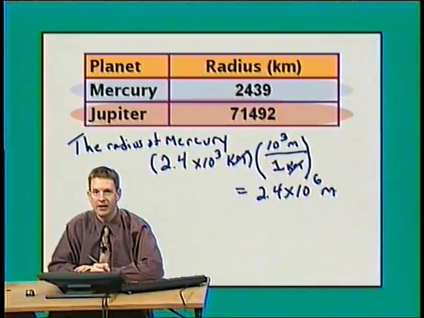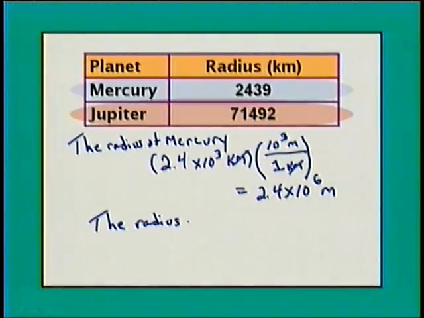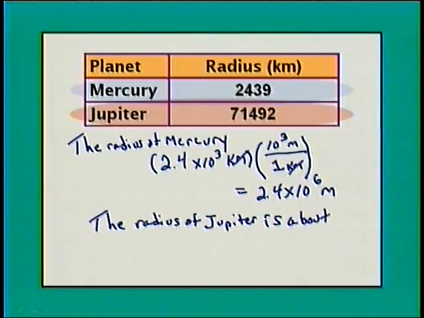Let's talk about the radius of Jupiter now. So the radius of Jupiter is about, well, let's see. We know that the radius of Jupiter to the number of significant digits given in whatever table I got this information was 71,492. I want my mantissa to only have 2 significant digits. 4 is below 5. So when I round 714 down to 2 significant digits, my mantissa is just going to be 7.1.